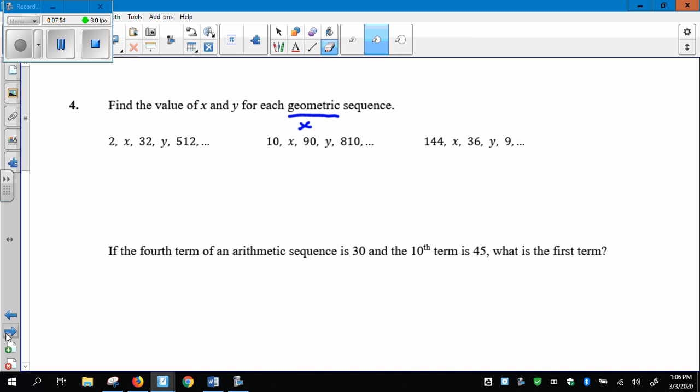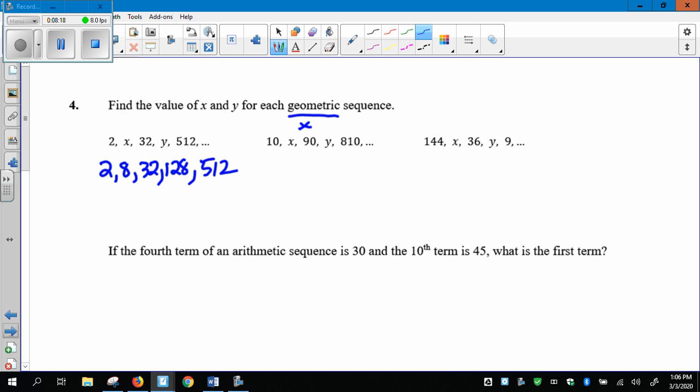Let's try multiplying by 3. 2 times 3 is 6. 6 times 3 is 18. Nope, not working. How about 4? 2 times 4 is 8. 8 times 4 is 32. It looks like I got it. 32 times 4 is 128, and 128 times 4 is 512. So x equals 8, and y equals 128.